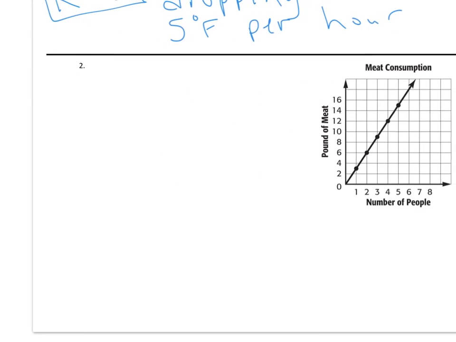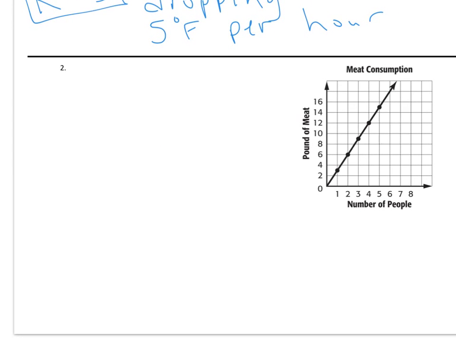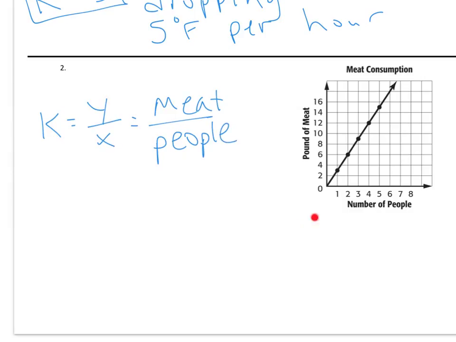Let's scroll down here to this next example. This one's talking about meat consumption, so the number of people and the pounds of meat. Remember, you need to memorize this formula, where K equals Y divided by X, where Y equals the meat and X equals the people. If you pay close attention to this one, it's passing through our origin and it is a straight line. So therefore this is a proportional graph.